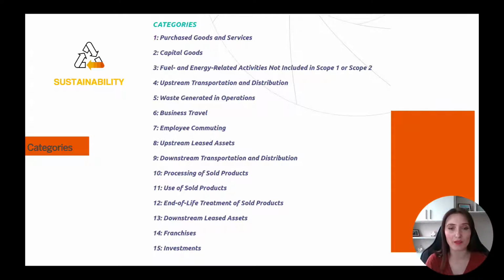And you can see there it's starting with purchased goods and services, but also moving to capital goods, fuel and energy, transportation, waste, business traveling, employee commuting, and even going to things like processing of sold products, use of sold products, and end of life. Yeah. So it's also about thinking the entire product life cycle of something that we are producing.